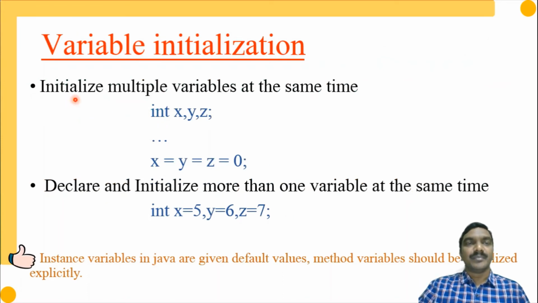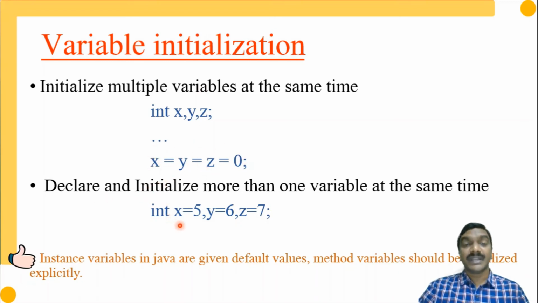Then multiple variables can be initialized at the same time. For example, int x, y, z, three variables I declared. Or for example, the dimensions of a triangle, x, y, z. Then x = y = z = 0. What does it mean? X value is 0, y value is 0, z value also 0. In this way, multiple variables can be initialized at the same time.